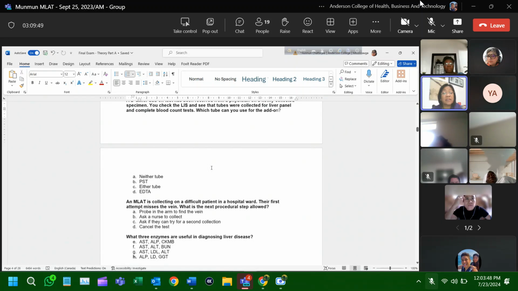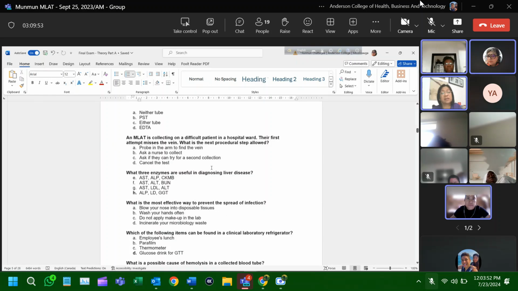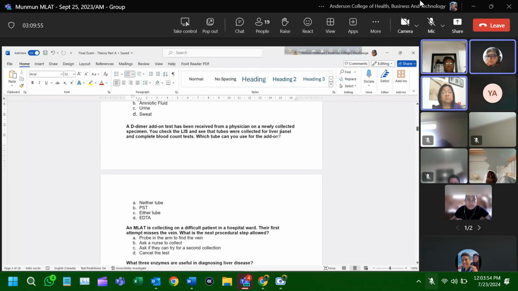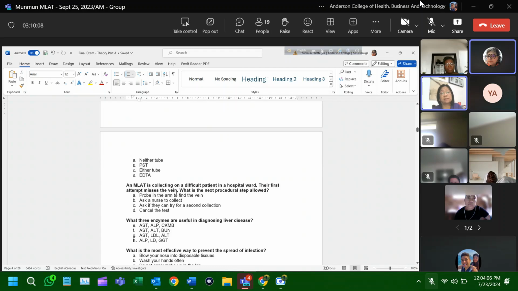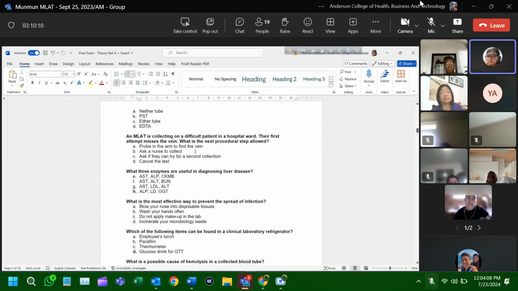Neither. It should neither be a light blue tube. Did they collect sodium? They have collected only the liver panel, either mint or SST and the lavender, right? They didn't collect any blue. If they collect blue before, you can add it on. So you cannot add on anything. You have to redraw it, freshly drawn.